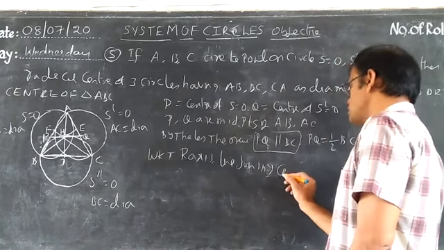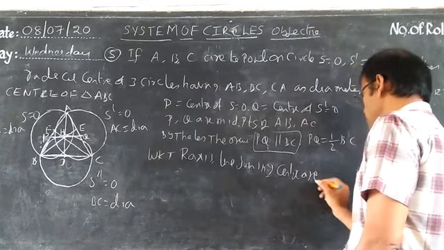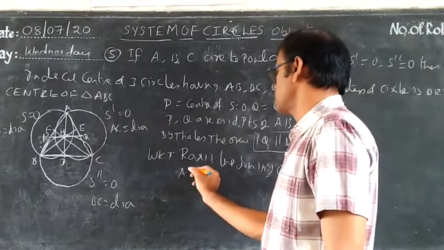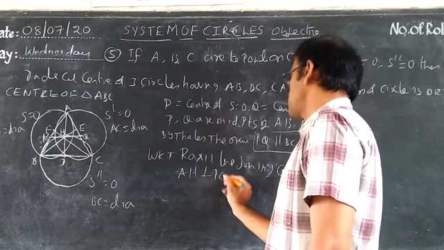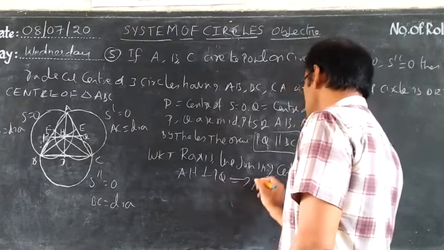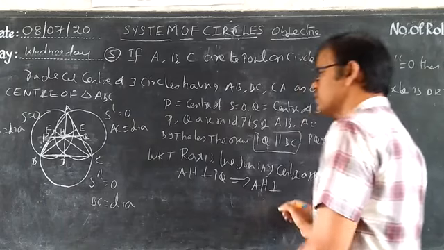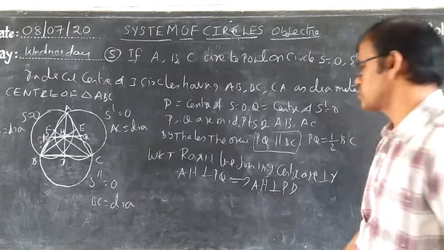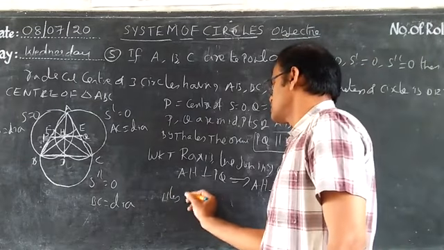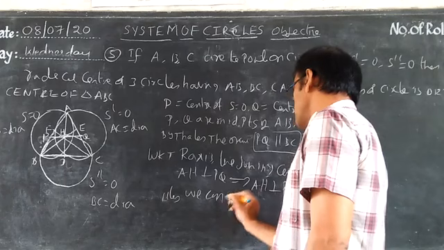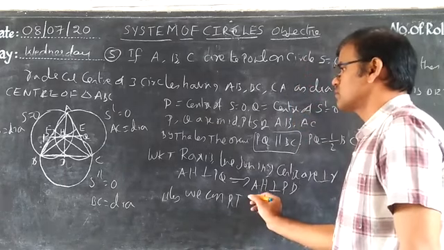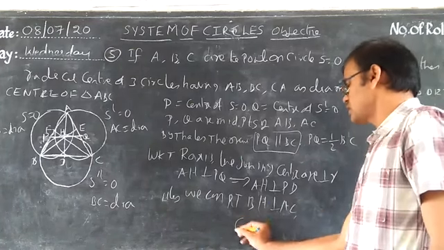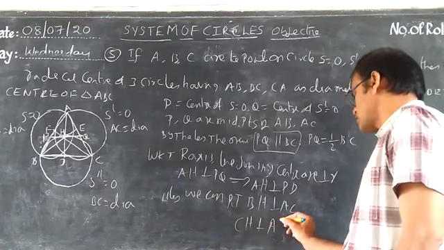The radical axis and the line joining the centers are perpendicular. Whenever the radical axis is there, you can say AH is perpendicular to PQ. That implies AH is also perpendicular to PD. So PD became an altitude. Similarly, we can prove that BH is perpendicular to AC, and similarly, we can prove that CH is perpendicular to AB.